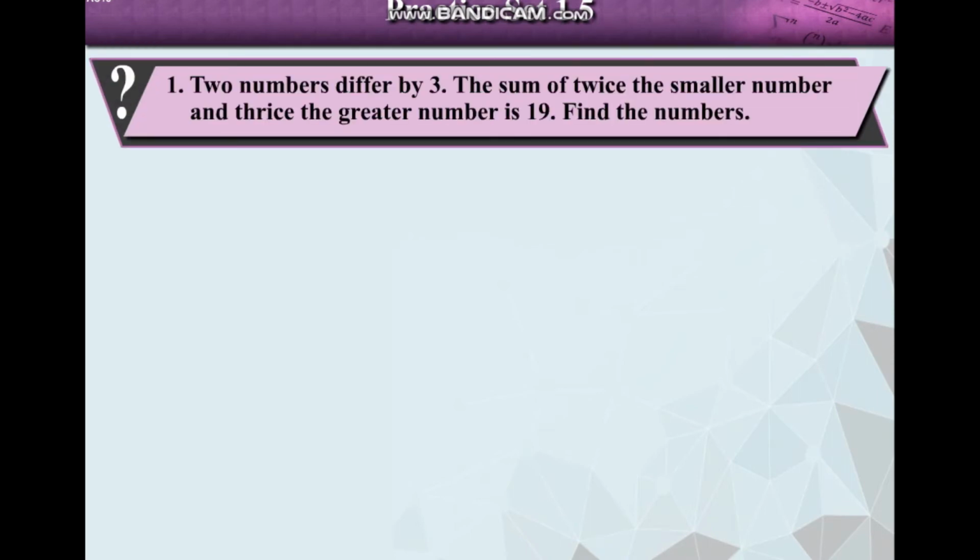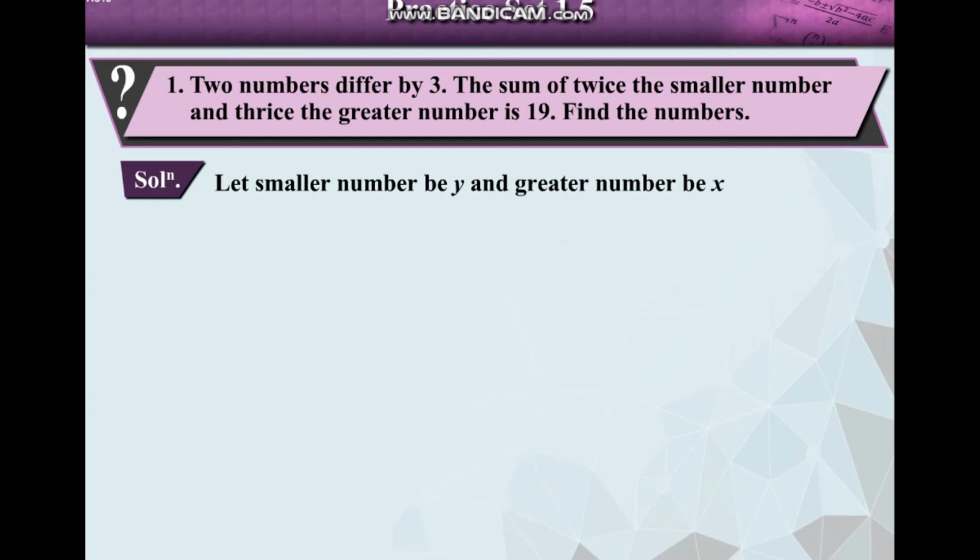Practice set 1.5. 1. Two numbers differ by 3. The sum of twice the smaller number and thrice the greater number is 19. Find the numbers. Solution. Let smaller number be y and greater number be x.